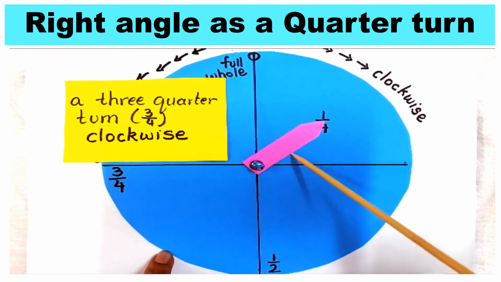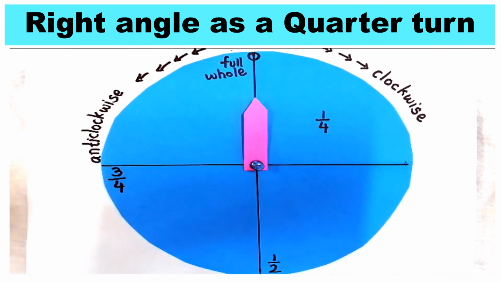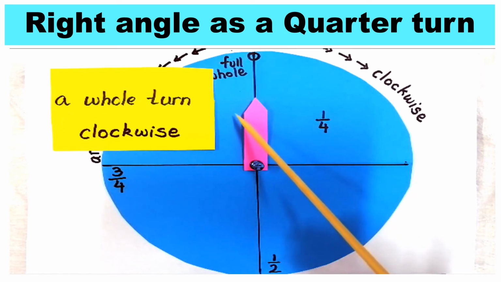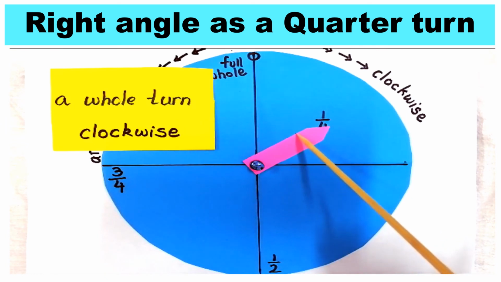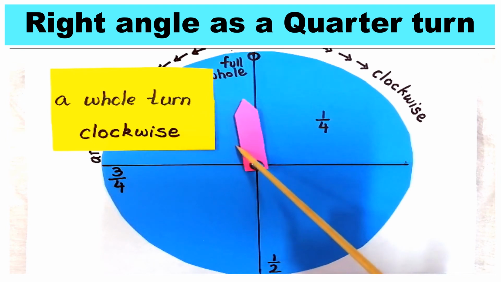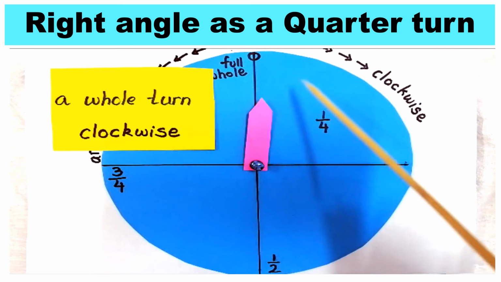Now let's bring back the pointer back to its place, and our last turn, we call it as a whole turn. A whole turn in clockwise direction. We turn the pointer a whole turn. The pointer comes back to its place. In a whole turn, there are four right angles.